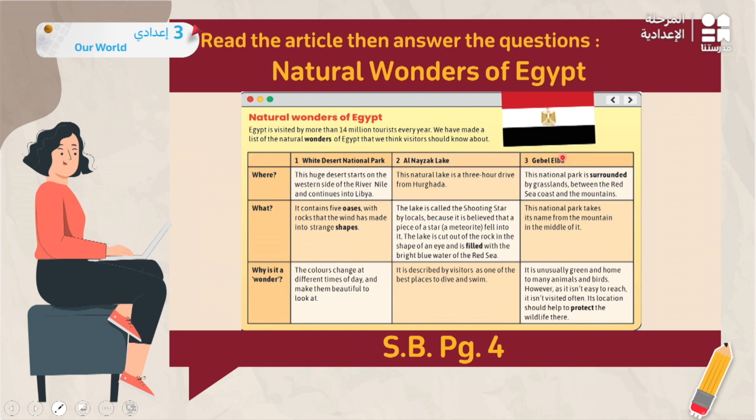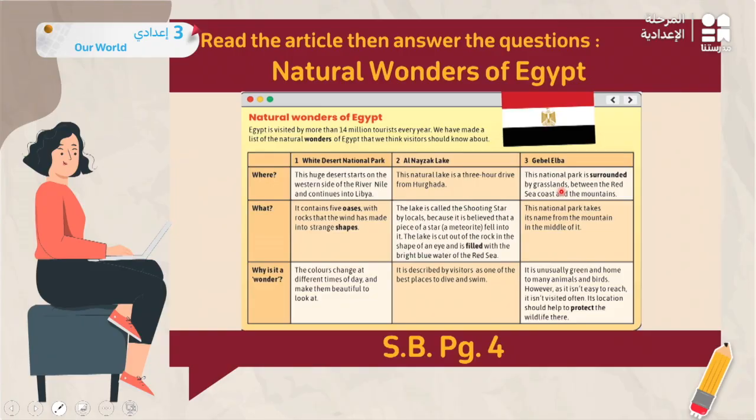جبل ألبا. This is the third natural wonder. This natural park is surrounded by grasslands. الناتشورال بارك ده national park والبارك ده حواليه grasslands اللي هي المراعي between the red coast and the mountains. طيب what is جبل ألبا? This national park takes its name from the mountain in the middle of it. هو اسمه جبل ألبا علشان اسم الجبل اللي في النص فيه.